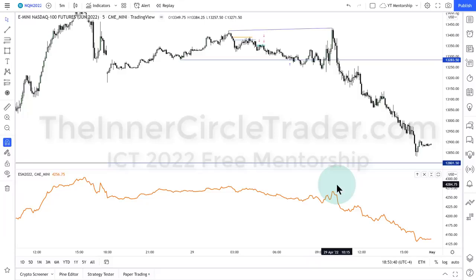So I use intermarket relationships and correlation used properly. There's a lot of people out there talking about correlation. They have no idea what they're talking about. But if you look at the idea of this relationship here, it gives you like an x-ray view of real accumulation and distribution. This is distribution because it doesn't see the same rally higher that the NASDAQ did.